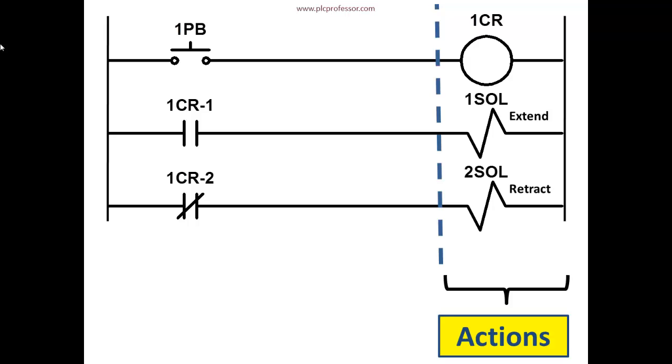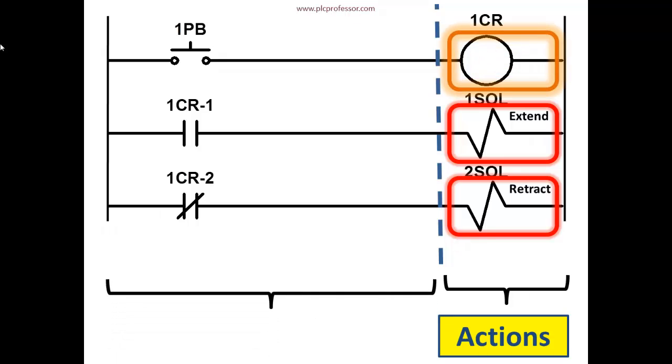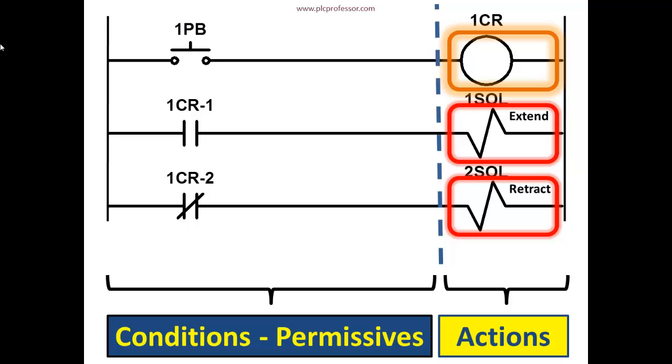Energizing the coil of contact relay 1CR is also an action, but it is an internal and intermediate action that does not directly cause any change in the process or machine that we are controlling. Now, it's in the path from the push button to the solenoids, but it's internal, not external. The push button's external and the solenoids are external, but the relay is internal. The remaining section would be the conditions or permissives.